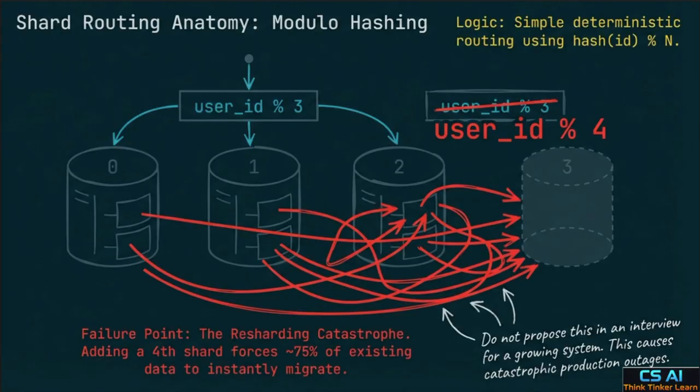When designing your routing, avoid the resharding catastrophe. If you use simple modulo hashing like user ID modulo 3 and add a fourth shard, nearly 75% of your data has to migrate. That will cause a massive production outage. Whatever you do, do not propose this in an interview for a growing system. It's a recipe for disaster.